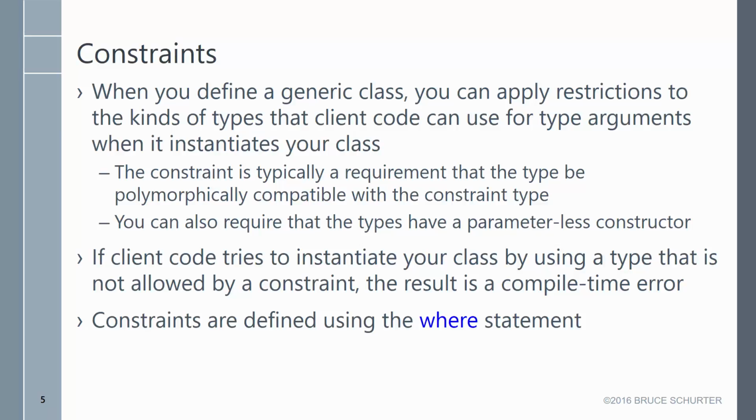So if client code tries to instantiate your class by using a type that is not allowed by a constraint, the result is a compile time error. Constraints are defined using the where statement.